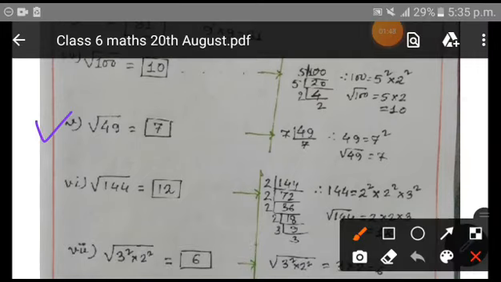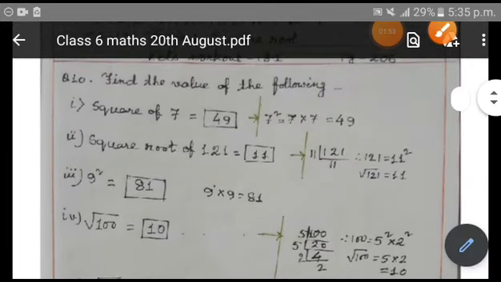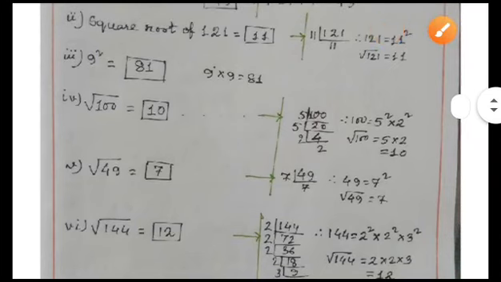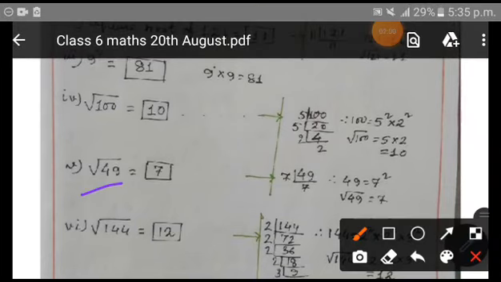Next one, root over 49 is 7. In this sum we have done that square of 7 is 49. So on the other hand we will get square root of 49 equals 7. Next one, root over 144, that is 12.